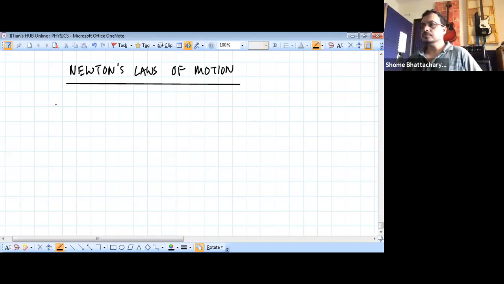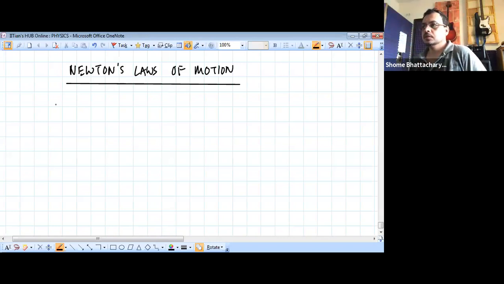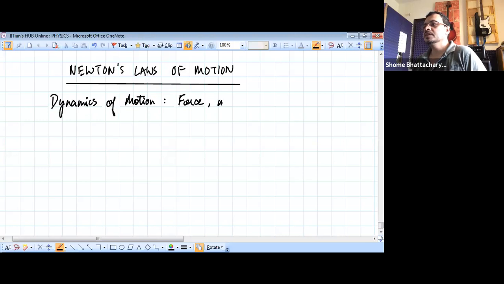Okay, people. So let us begin with Newton's laws of motion. So it's a very important core chapter in mechanics and the class 11 syllabus. Newton's laws of motion really describe the dynamics of motion. By dynamics of motion, it basically relates force, momentum, inertia, etc. These kinds of things it relates.